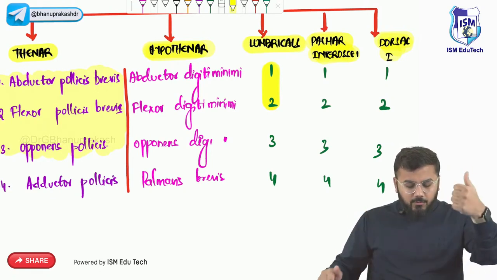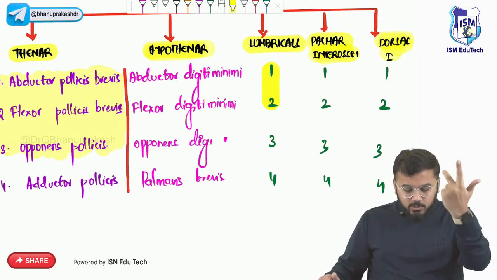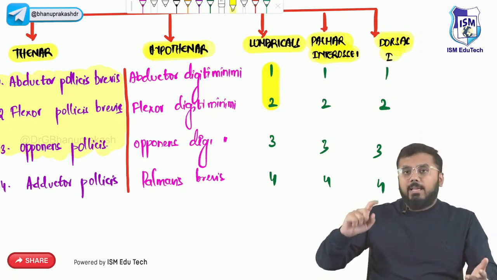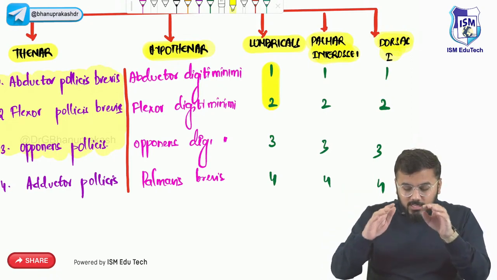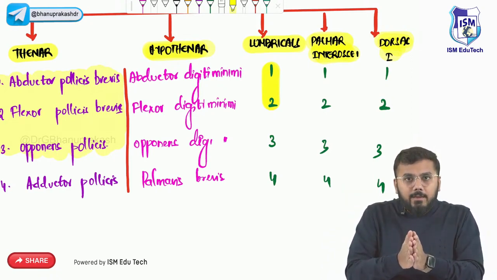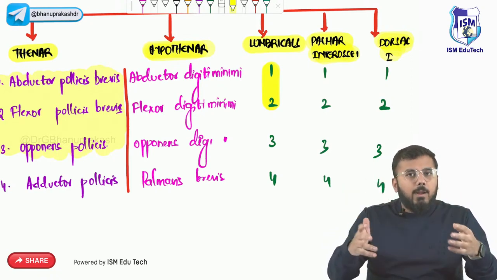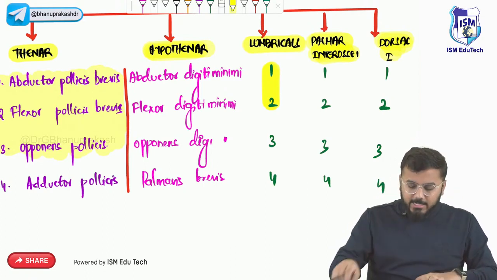In the thenar region, we have got abductor pollicis brevis, flexor pollicis brevis, opponens pollicis. In the lumbricals, first lumbrical and second lumbrical. So these are the muscles which are supplied by median nerve. Remaining all are supplied by ulnar nerve. Keep that thing in mind.